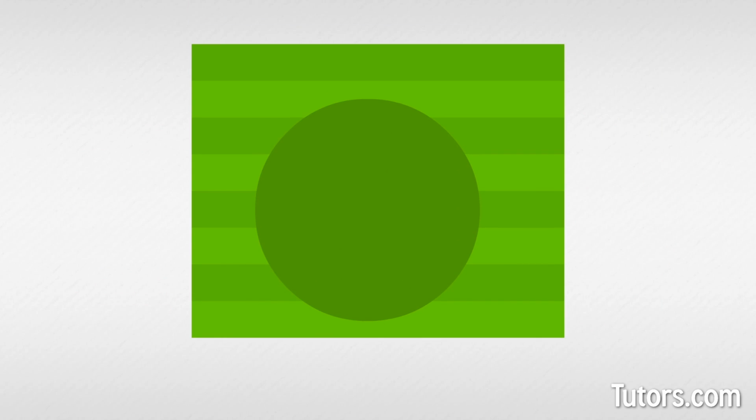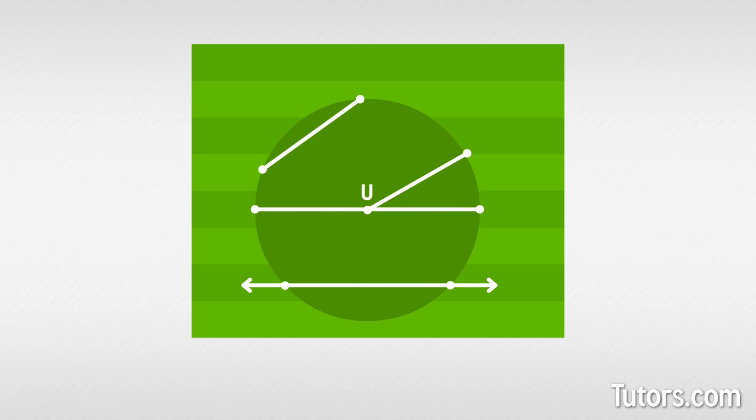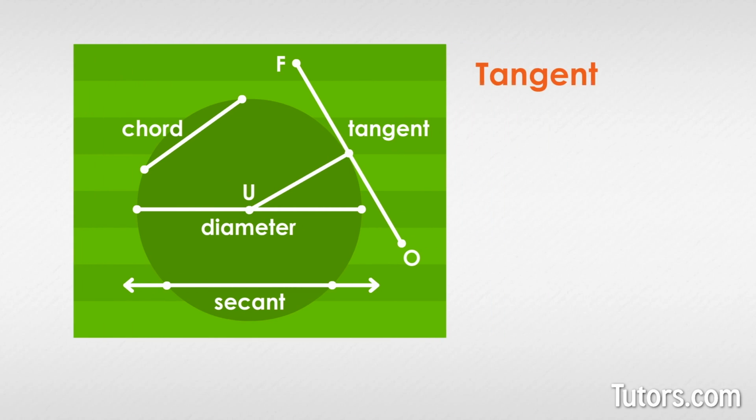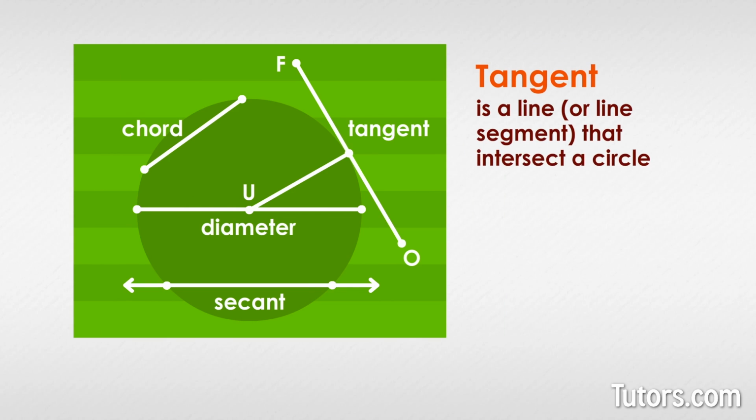Here is a crop circle that shows the flattened crop, a center point, a radius, a secant, a chord, and a diameter. Notice that the diameter connects with the center point and 2 points on the circle. A chord and a secant connect only 2 points on the circle. A tangent connects with only 1 point on a circle. A tangent is a line, or line segment, that intersects a circle at exactly 1 point.